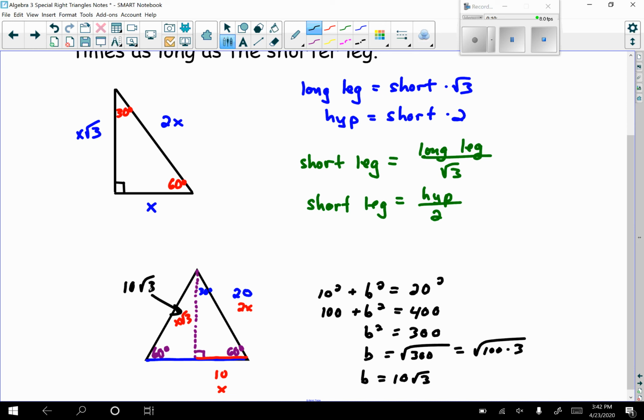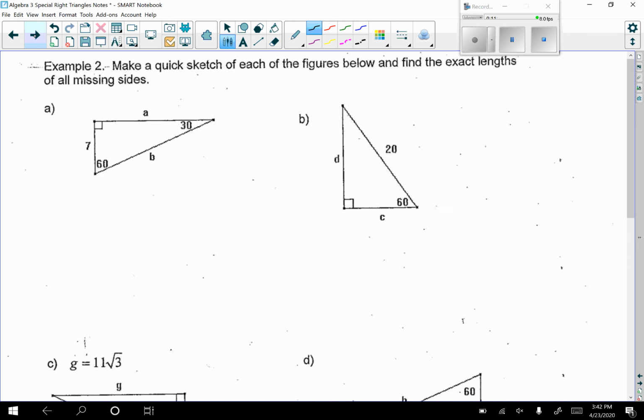So sometimes you could still use the Pythagorean theorem, but again, it might be a little more obvious with the triangle that we just worked on, the 45, 45, 90, but now we also want to apply it to the 30, 60, 90. So let's go through some more examples here. All right, so go ahead and pause the video and make a sketch for each one as we continue here. But notice again, sometimes both angles will be given, if not maybe just one of them. Again, we're going to find the exact lengths of all the missing sides.